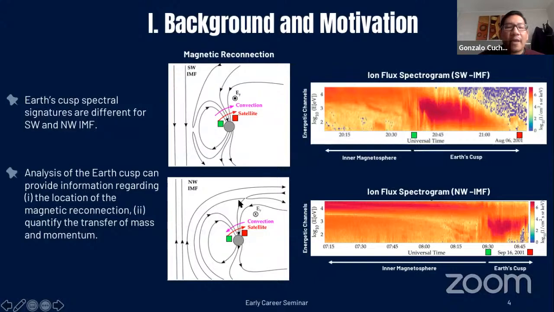In this case, the high energy ions will impact the high latitudes first, and then the low energy ions will impact the low latitudes due to the convection. So this pattern is shown here. This is a different distribution. This is also called ion dispersion, but this is the reverse ion dispersion. So if we do the analysis of these structures, we can identify where the day-side magnetic reconnection happens, but also we can investigate what is the transfer of mass by looking at the values of flux here at the cusp.